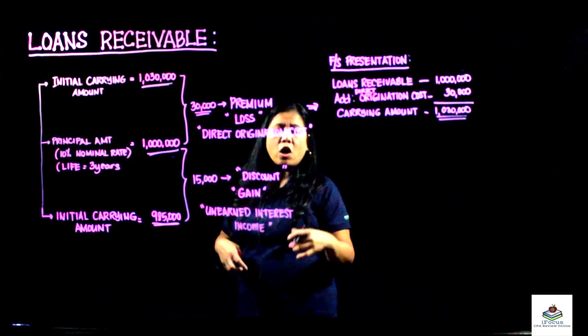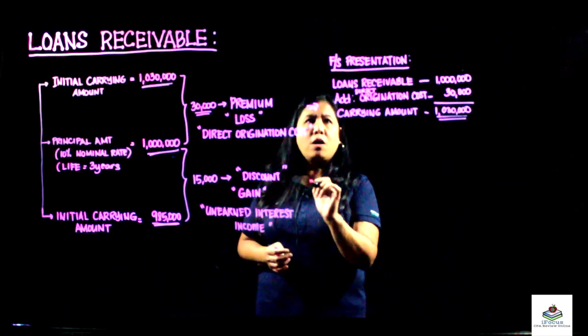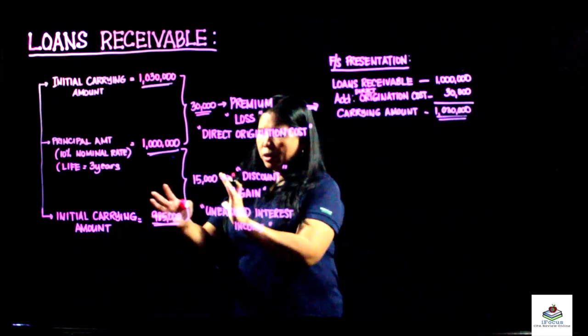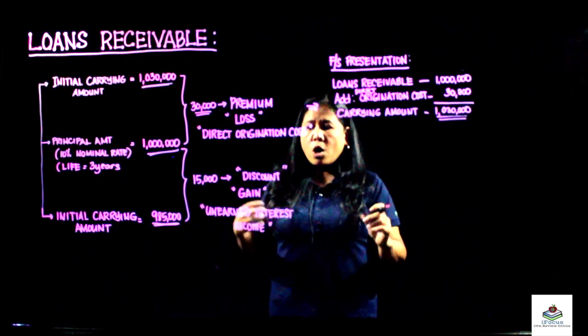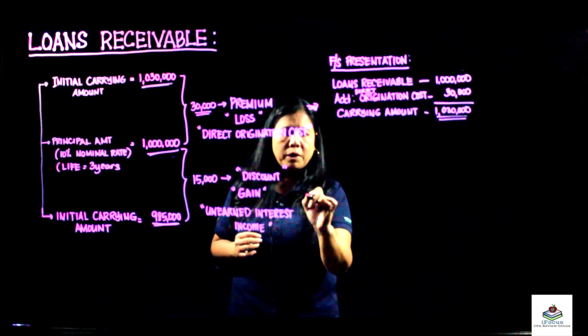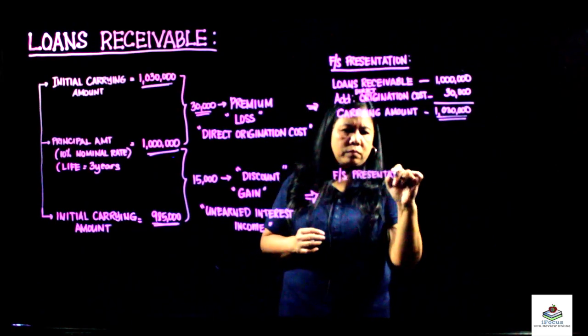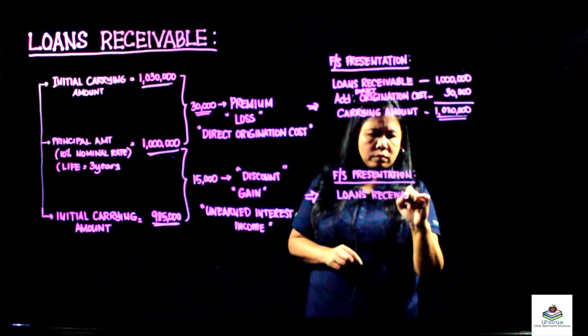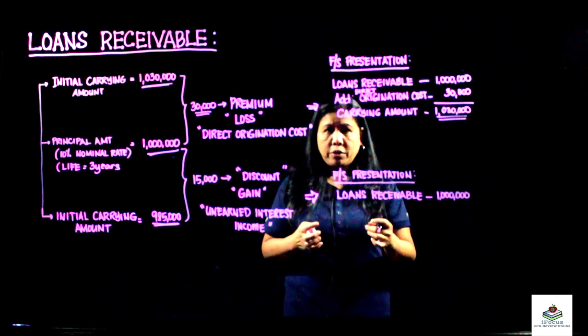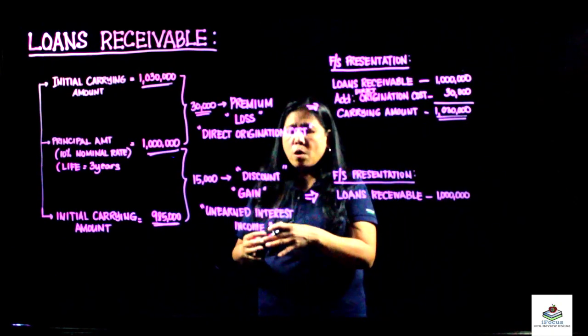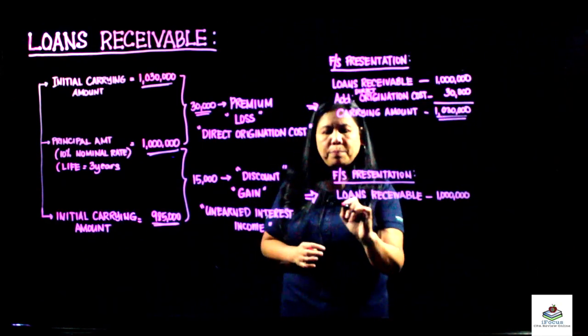All right, and on the financial statement presentation of this scenario where we have unearned interest income or a discount, our loans receivable will still be 1 million. Then we will less our unearned interest income.